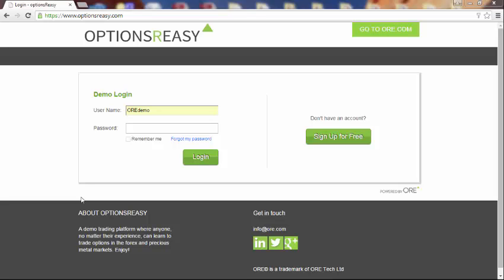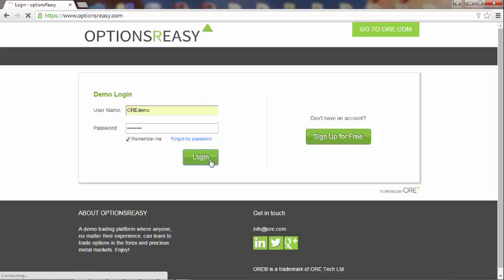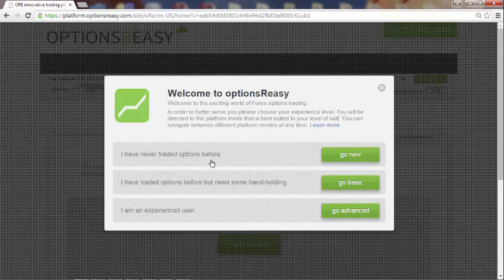From optionsareasy.com, you can sign up for a new account or log in. This platform is designed to help you develop as a trader. It comes with 3 modes of trading: new, basic, and advanced. When you first log in, you'll be asked about your previous experience in trading options. If you have no experience, you will need to click Go New.